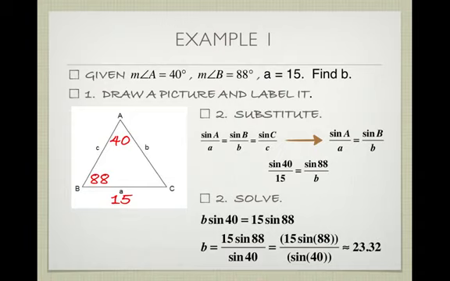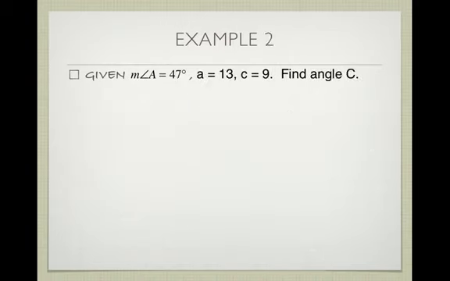Now I put in the next ratio with all the parentheses because sometimes with your calculators it's tricky to type in the information correctly and get the right answer. You never know when you hit the equal sign if that answer is the right answer. So by being careful, by putting parentheses around the numerator and parentheses around the denominator, you more than likely will get the correct answer. In this particular case, B is about 23.32 units.